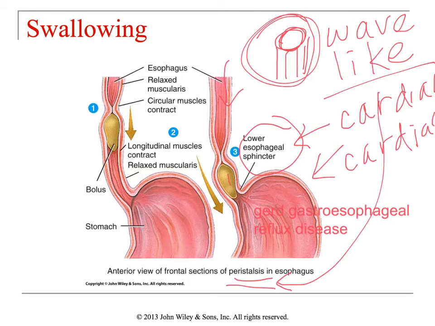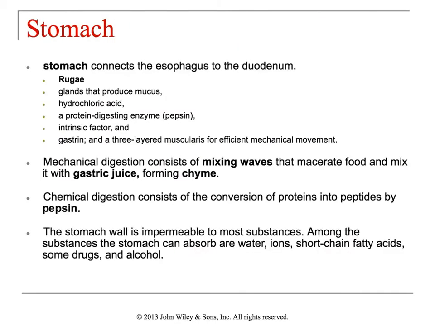Hopefully this all works. Okay, now, when we get to the stomach, the stomach connects the esophagus to the duodenum. Remember, the duodenum is the first part of the small intestines. In the stomach there are wrinkles, called rugae. It also has glands that release mucus. The stomach is very acidic, so it has glands releasing hydrochloric acid. While it's releasing hydrochloric acid, it also has to release the mucus so that it doesn't eat through itself.